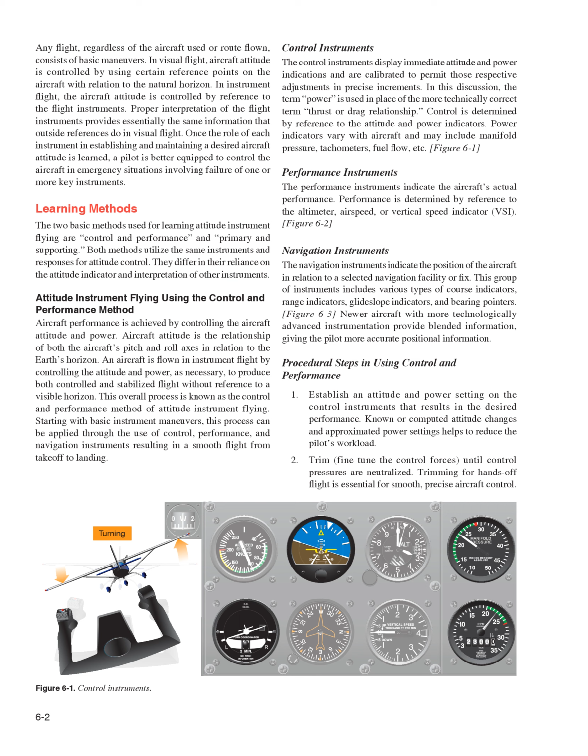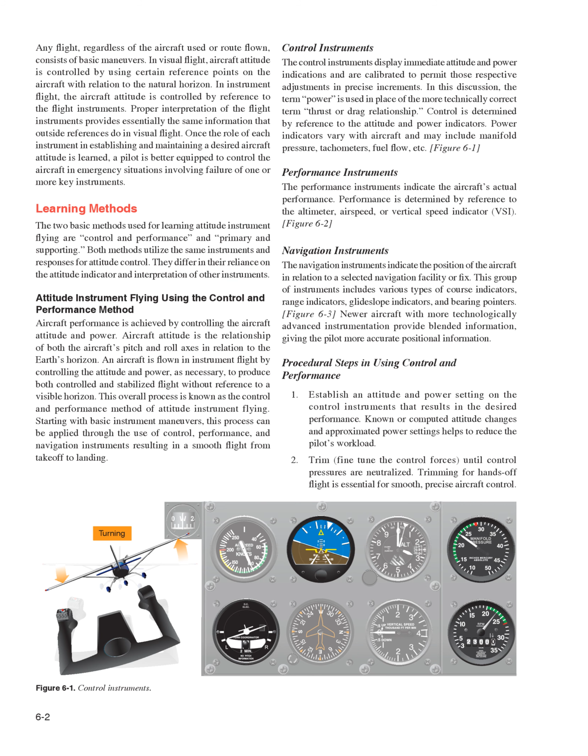Starting with basic instrument maneuvers, this process can be applied through the use of control, performance, and navigation instruments, resulting in a smooth flight from takeoff to landing. Figure 6.1. Control instruments. The control instruments display immediate attitude and power indications and are calibrated to permit those respective adjustments in precise increments. In this discussion, the term power is used in place of the more technically correct term thrust or drag relationship. Control is determined by reference to the attitude and power indicators.